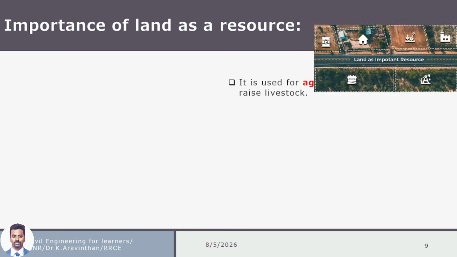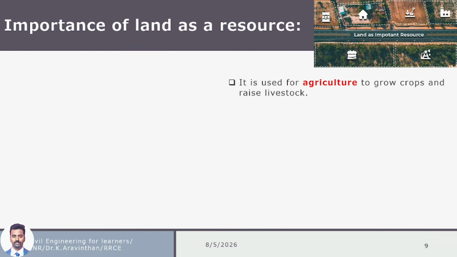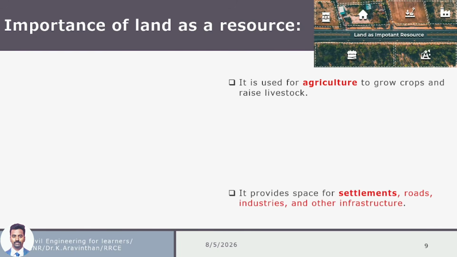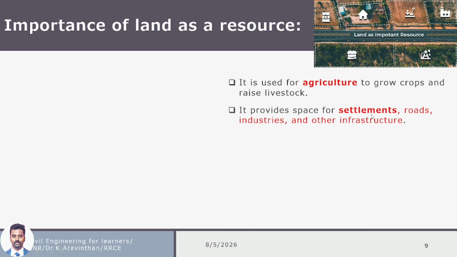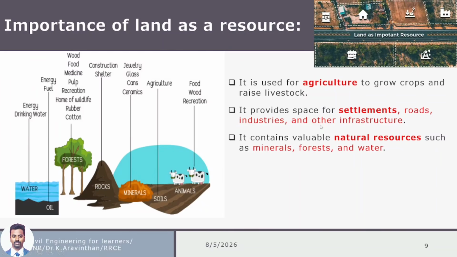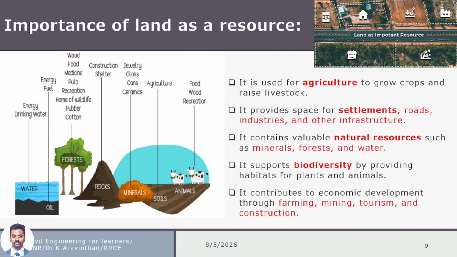The importance of land: majorly it is used for agriculture, to grow crops and raise livestock. It provides settlement, urban settlement, roads, industries and other infrastructure. Natural resources, we know what are the things we derive from land. We get fresh water, oil, forest resources. Without land there is no forest, and rocks you can derive from the land. Certain minerals, soils and all the cattle fields are the derivative of land. It supports biodiversity by providing habitat for plants and animals.